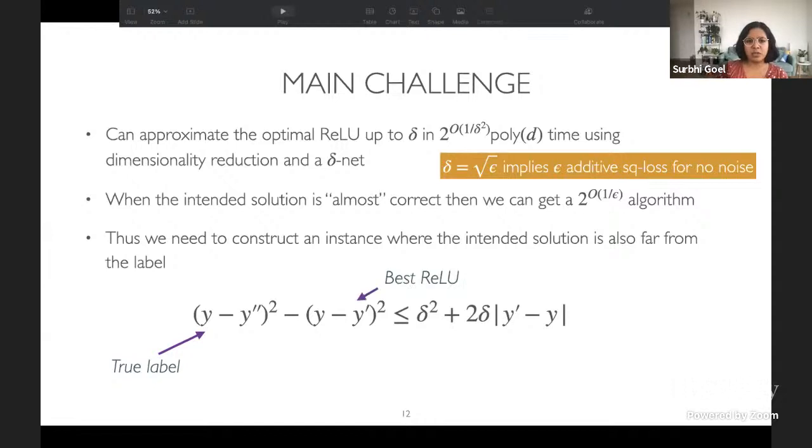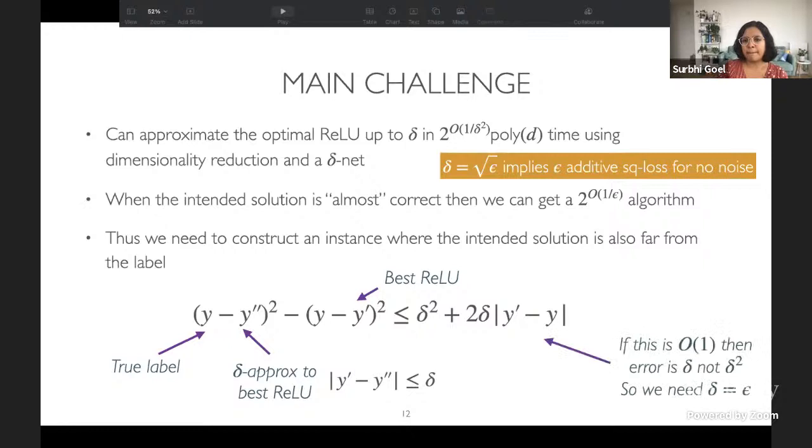So if y was the true label and y prime was the best value you're fitting, so if you wanted to see the difference between the error of the approximation, the delta approximation, and the best value, this would be delta square plus 2 delta times the distance between the approximation and the true label, the best value. So if this error is like order 1, then this error is going to be delta. And so we will need to choose an epsilon net, which will be epsilon fine, not square root epsilon. But if this was really small, if it was of the order of delta or below, then we didn't have to worry about that, and we could go with the square root epsilon parameter. So this is the main challenge that we have.